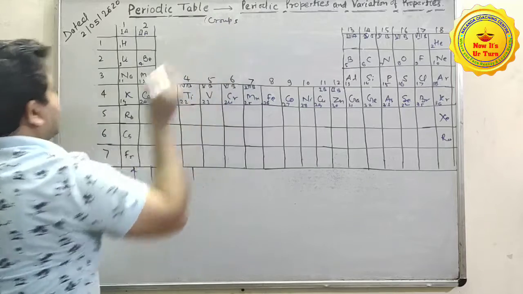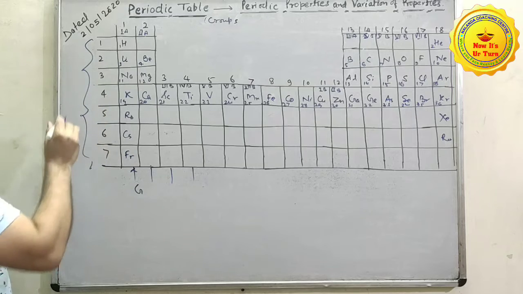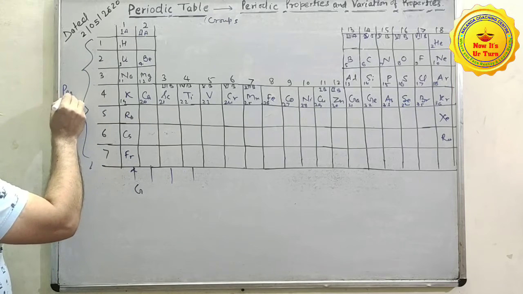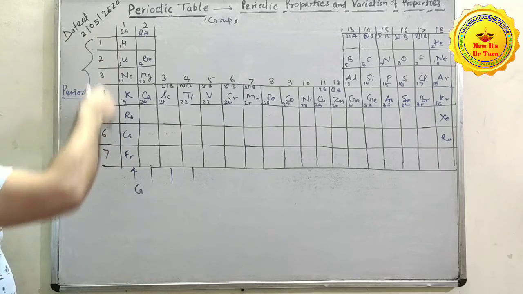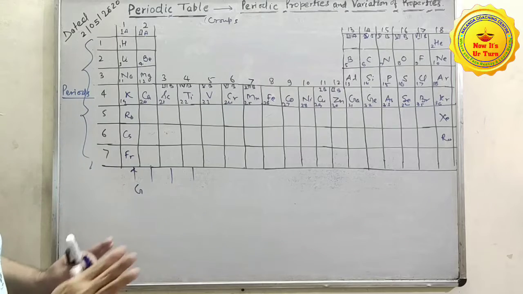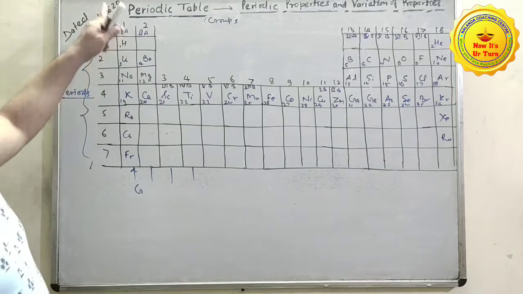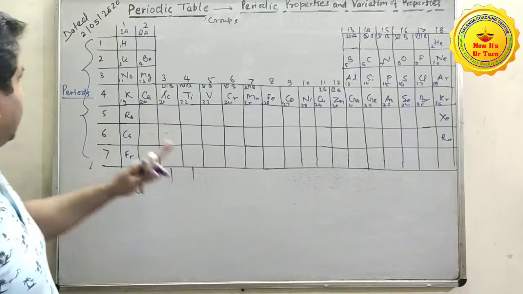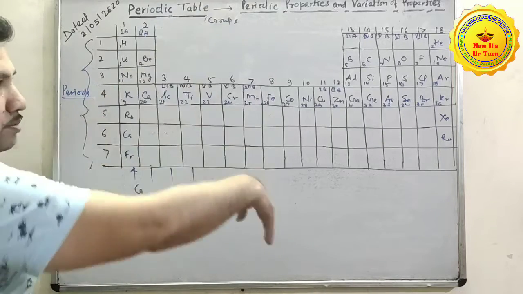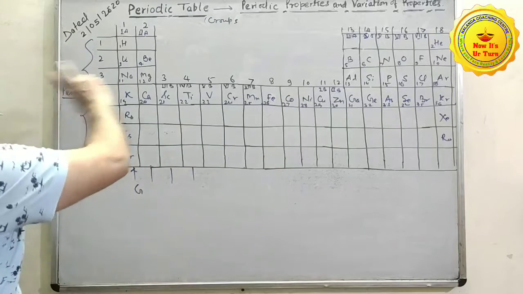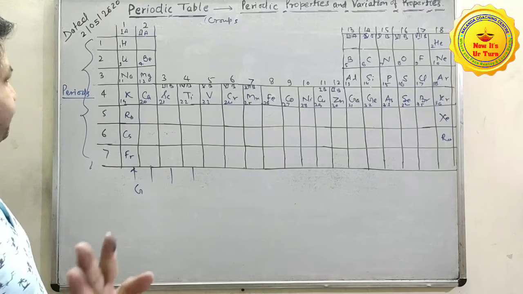We can write here the groups. The vertical columns. Whereas horizontal rows are called periods. Clear? In modern periodic tables, there are 7 periods. Clear? The structure of modern periodic table is this. Here, there are 18 groups and 7 periods. Groups are vertical columns and these horizontal rows are called periods. Clear?